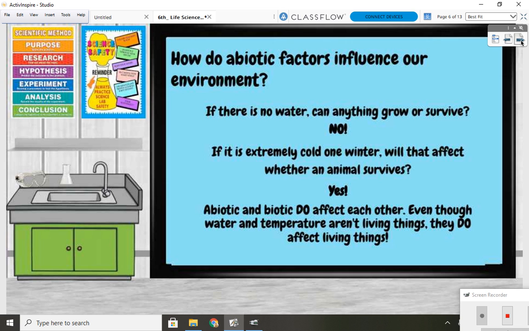How do abiotic factors influence our environment? Well, if there is no water, can anything grow or survive? Of course not. If it's extremely cold one winter, will that affect whether an animal can survive? Absolutely. So abiotic and biotic factors do affect each other. Even though water and temperature aren't living things, they do affect living things.